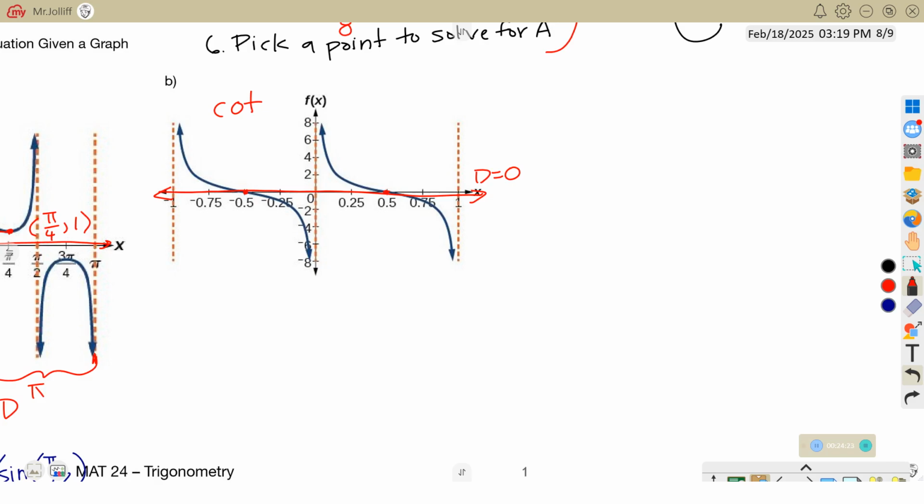What do I look for next? The period. I need to find the period.